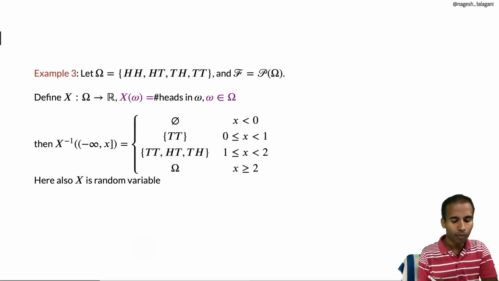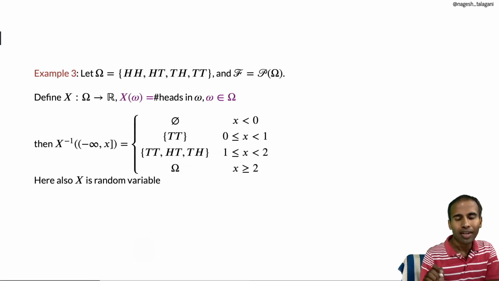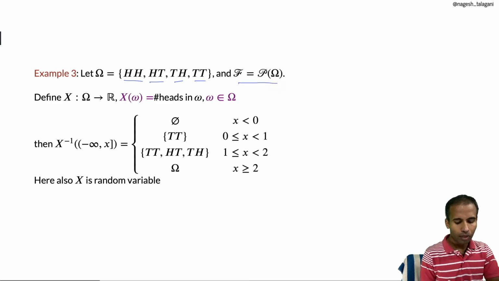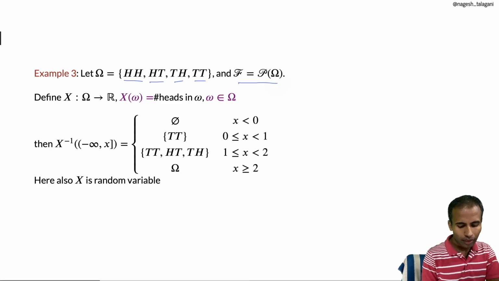Okay, next example. Let's consider a random experiment of tossing a coin twice. Then there are four possible outcomes as we know: head head, head tail, tail head, tail tail. Here we take the event space to be the power set of omega. Now, here we are quantifying each outcome with the number of heads. Here X is a function from omega to R. Each outcome we are quantifying with the number of heads in the outcome.